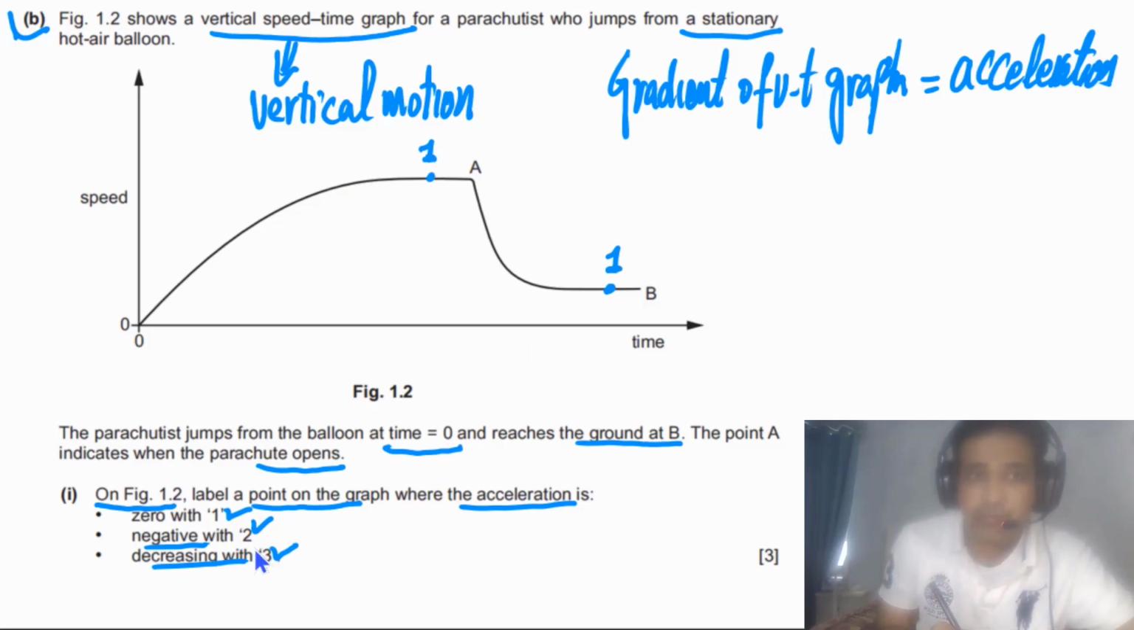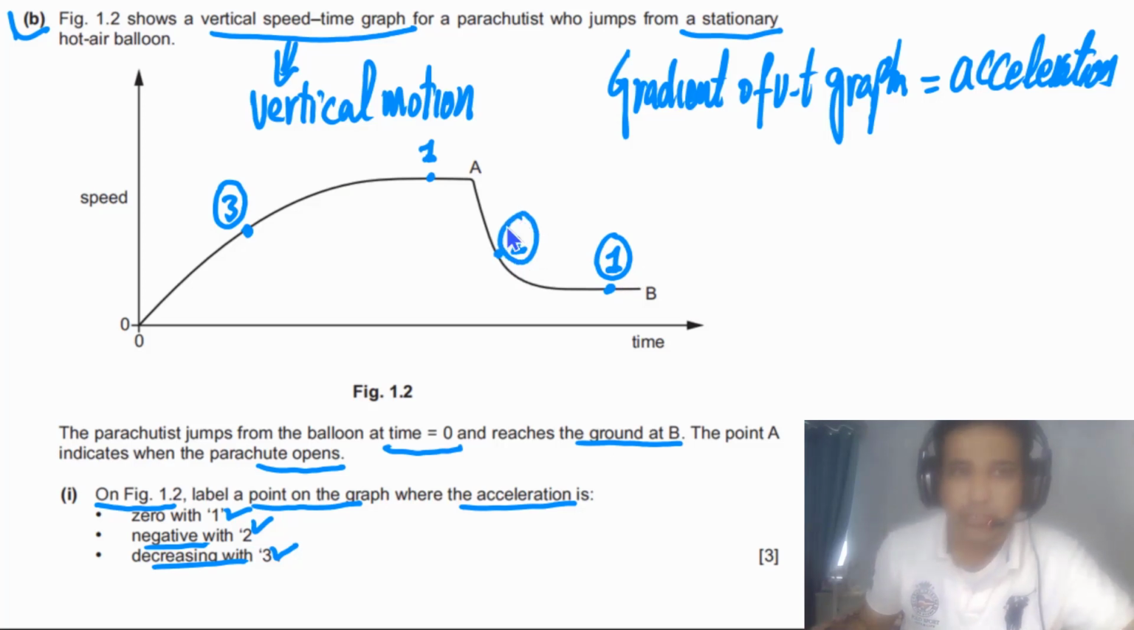Negative with 2: where acceleration is negative means where gradient is negative. If you look at this part, gradient is negative, so we can mark 2 here. So this is negative acceleration. Decreasing, so you can say gradient is decreasing, so it means acceleration is decreasing. So we can mark anywhere here. So this is the third point. You can mark this as 1, and this one you can mark as 2. So this is how you can mark.